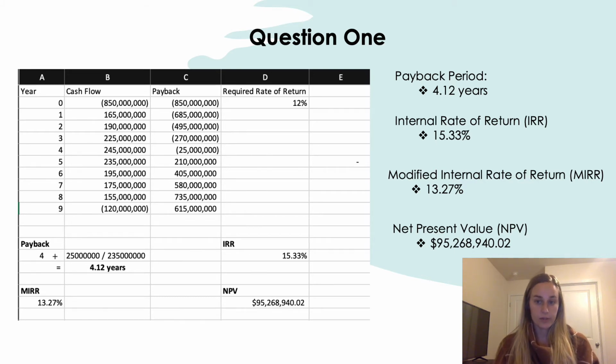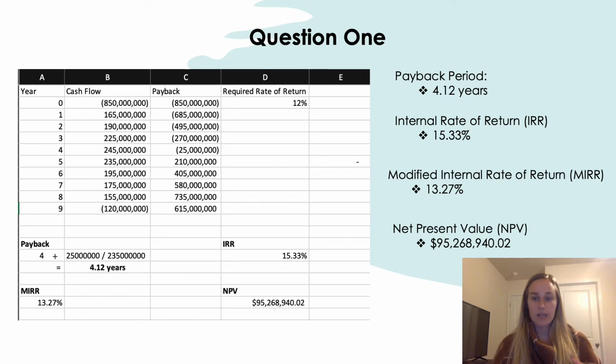Whereas with internal rate of return, you are assuming that your reinvestment rate is that IRR that you calculate. So sometimes it can overestimate profitability because you're guessing what your reinvestment rate is. Modified internal rate of return is giving you what they expect truly the reinvestment rate to be for this project.